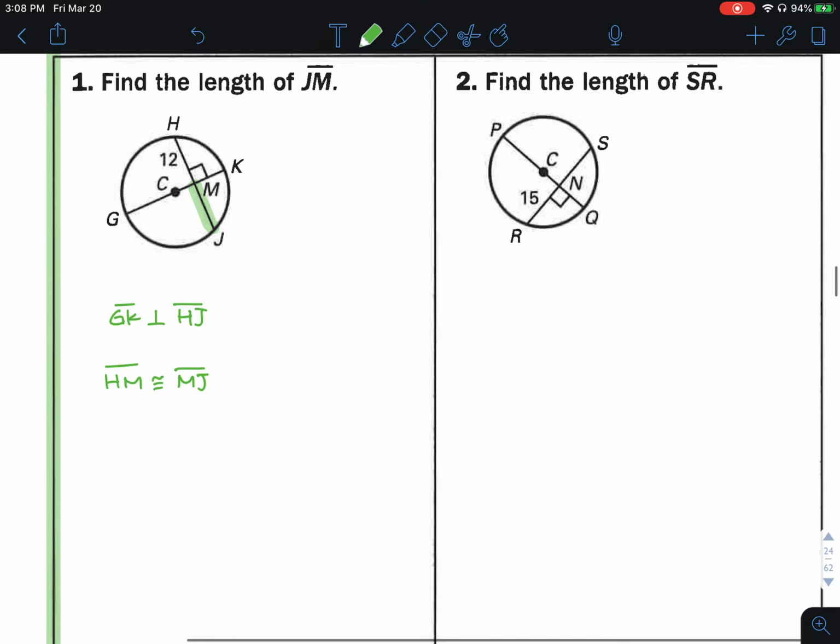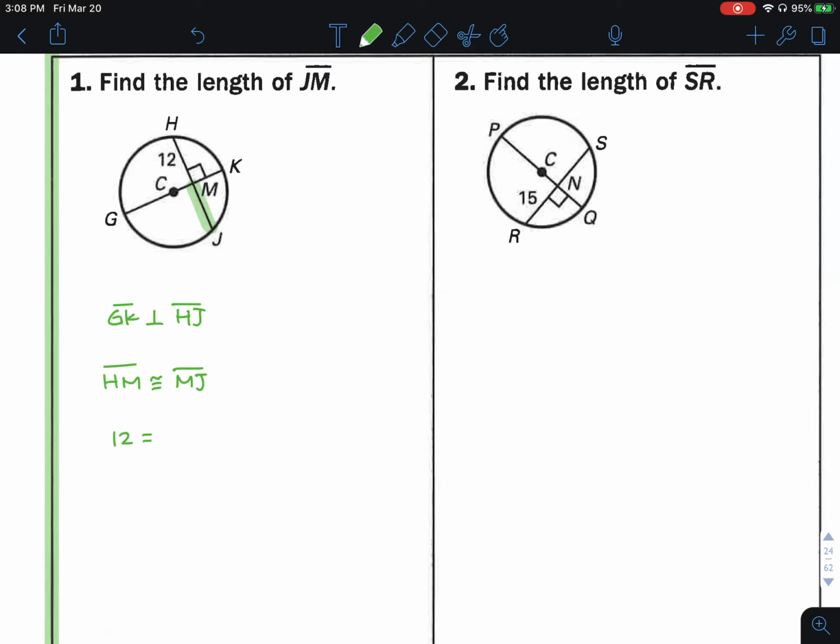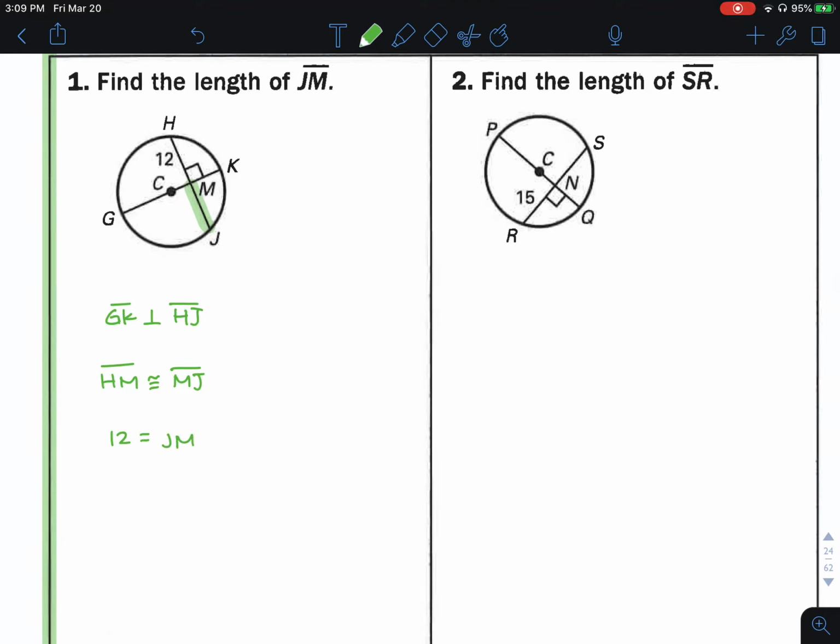So HM is 12. Right now, I don't know what JM is or MJ. Either one doesn't matter. This is the same as this, just the letters are flipped, and that's okay. I'm going to flip it back around. Let's go JM. Okay. Well, because they are congruent, they are equal, so JM equals 12. All right, let's talk about the next one.